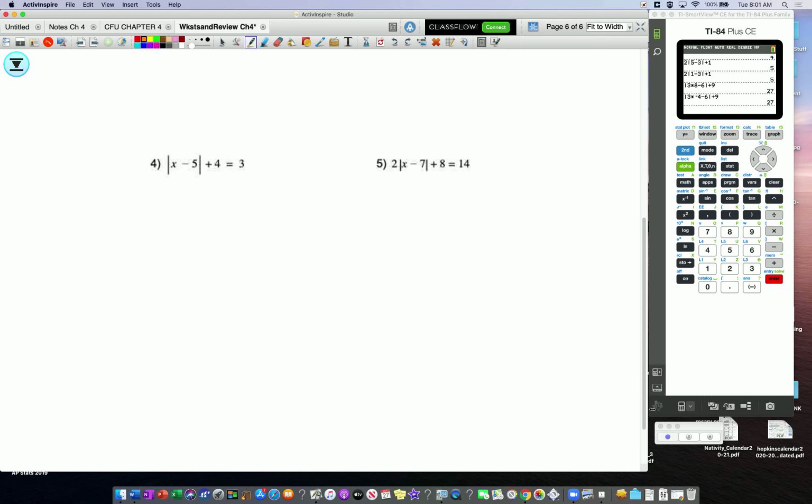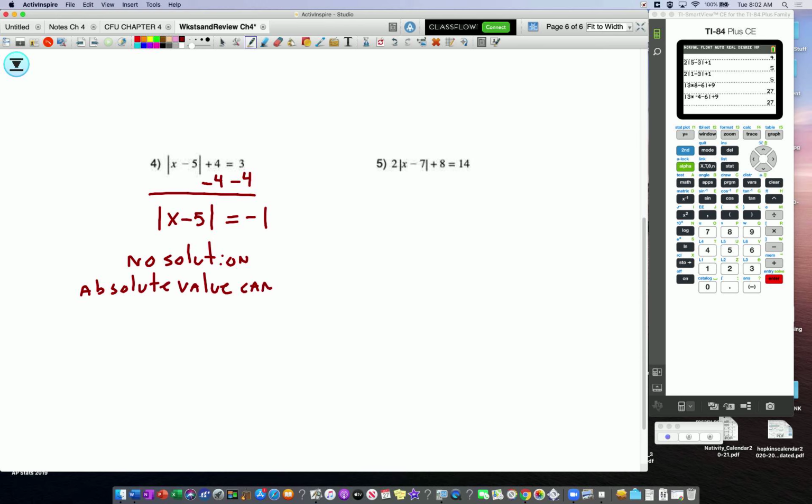All right, so the next one here. Absolute value x minus 5, then plus 4 equals 3. So I have to subtract 4 from both sides. So the absolute value of x minus 5 equals negative 1. Ooh, absolute value can't equal a negative number. So here's our no solution, or zero solutions. No solution, absolute value cannot equal a negative number. Wow, that one went quick.